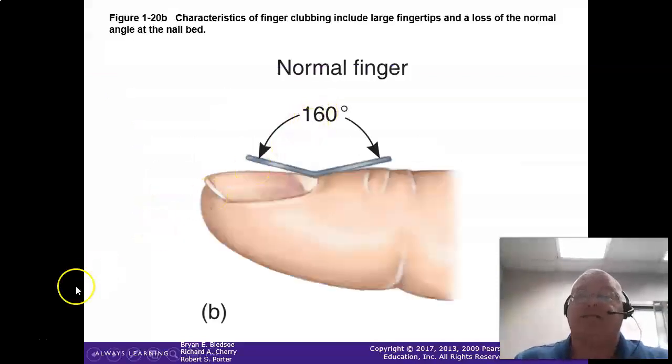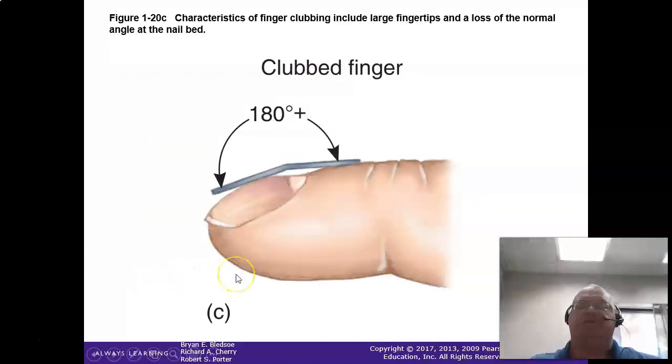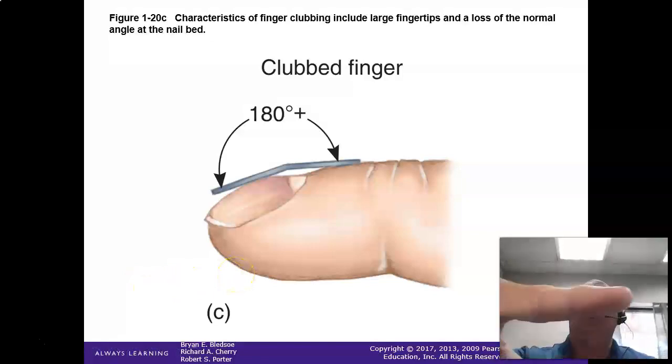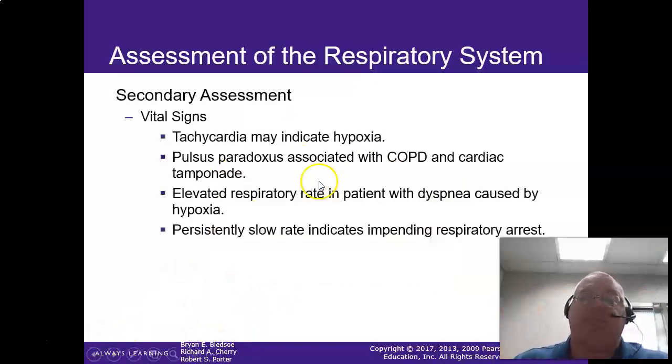All right, let's talk about some of these things. The clubbing of the finger, that's your normal fingernail. But if they're taking a lot of prednisone or there's a change in their oxygenation levels, you're going to get a clubbed fingernail where that angle is going to be a whole lot different. Let's see here. 160. Good. All right. But this guy right here is 180. So that clubbed finger is usually a sign of hypoxia, or prolonged exposure to hypoxia.